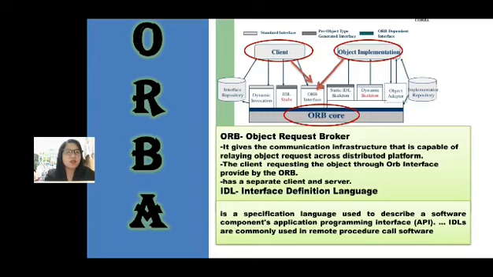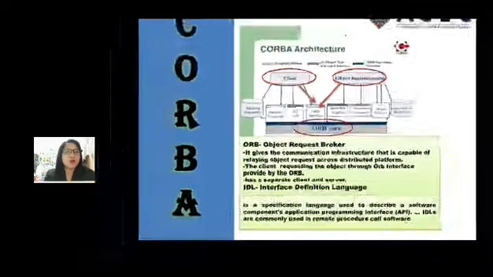IDL stands for Interface Definition Language. This is the specification language used to describe a software component's application programming interface, or API. IDLs are commonly used in remote procedure call software.